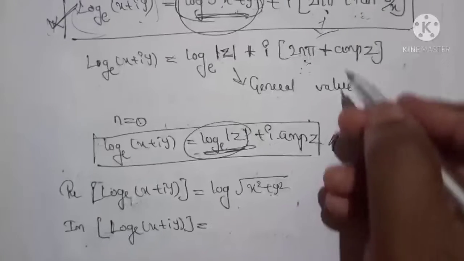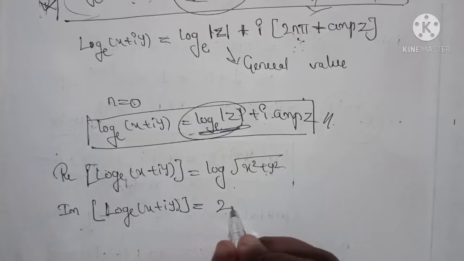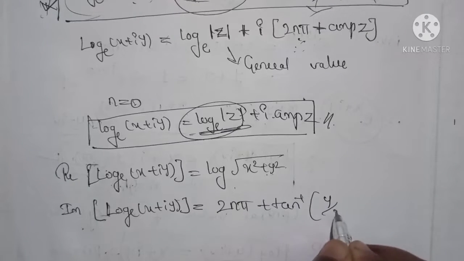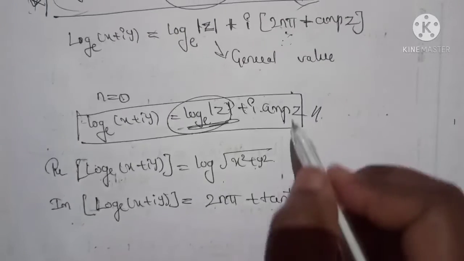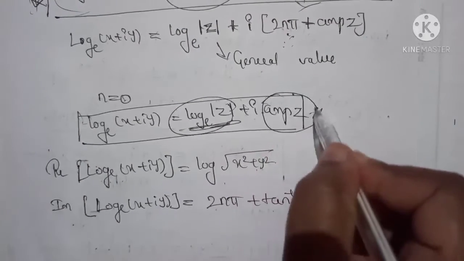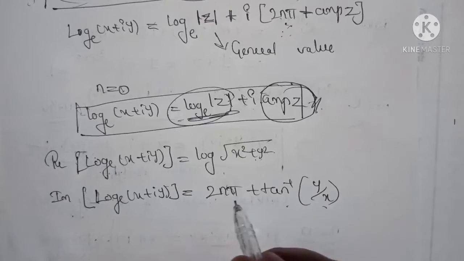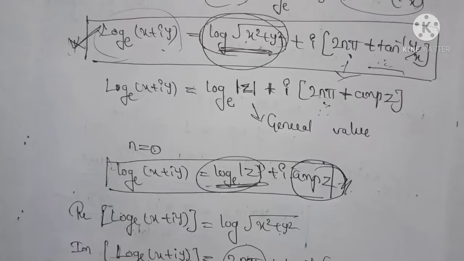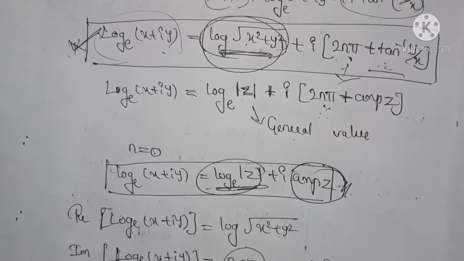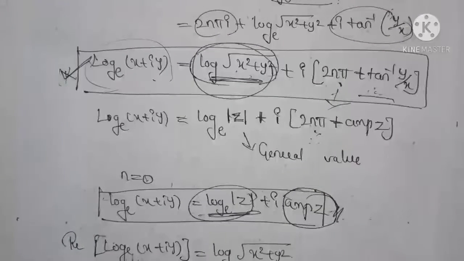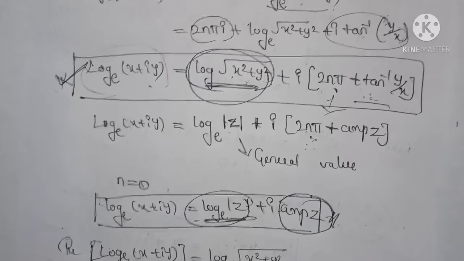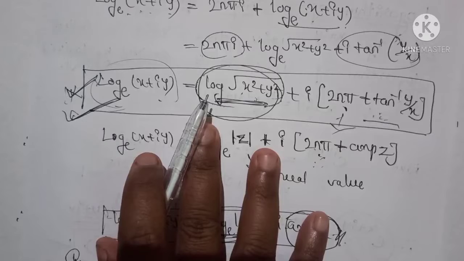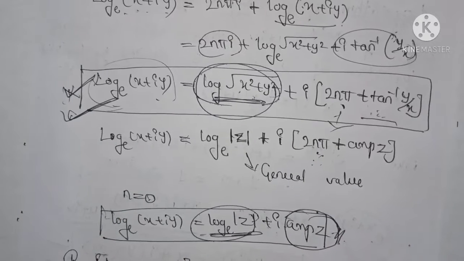The imaginary part in the general value is 2n pi plus tan inverse of y by x, whereas in the case of the principal value we simply have tan inverse of y by x, so here we get one extra term. Okay, so this is all about the theory part of the logarithm of a complex quantity, but while solving problems we only need this formula. Just remember this formula and you can solve any problem.